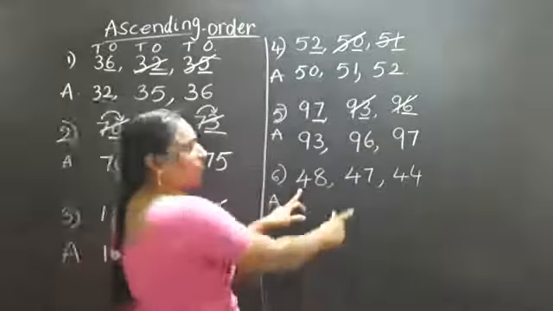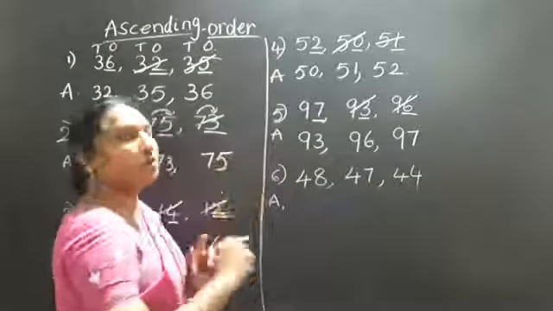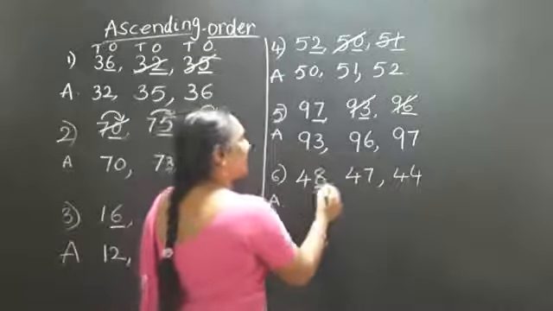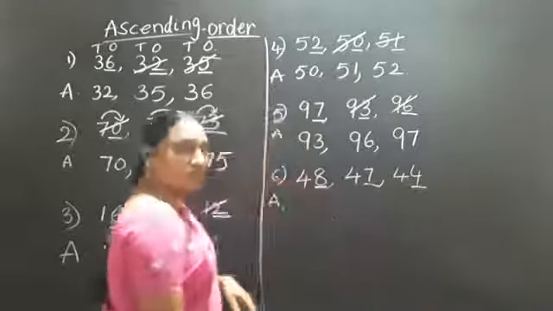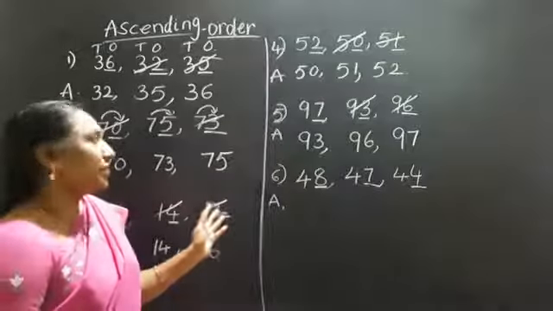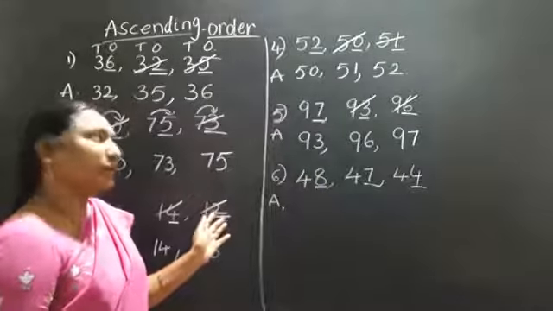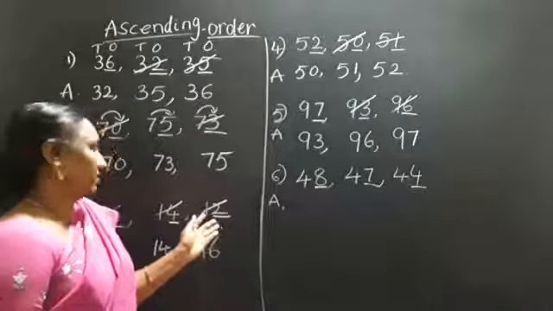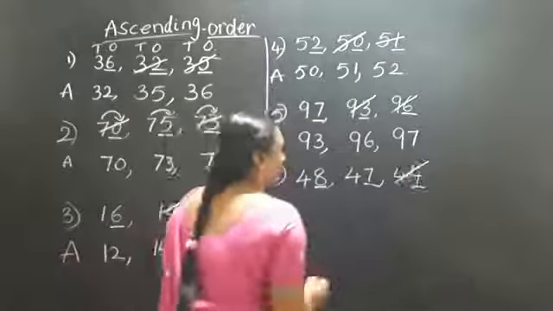Here also the tenth place is 4. Tenth place is same. Go to one place. Underline the one place numbers. Underline the 8. Underline the 7. Underline the 4. Now, in one place, is 0 there? No. Is 1 there? No. Is 2 there? No. Is 3 there? No. Is 4 there? Yes. Cut the 44.